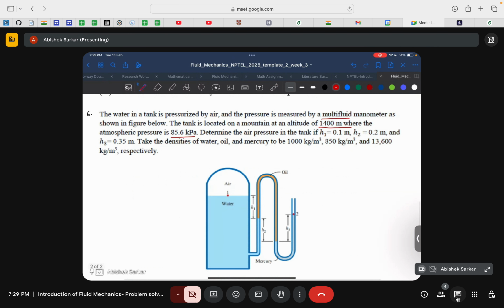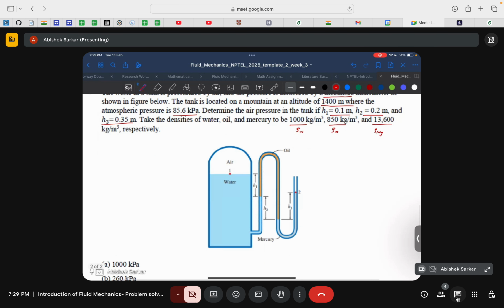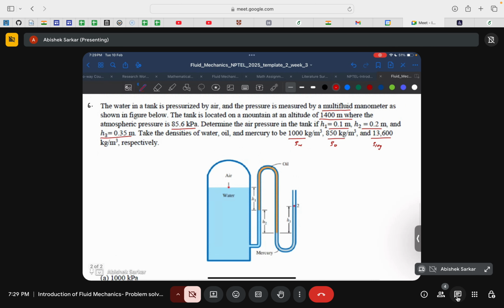I hope the diagram is clear now. So H1 is 0.1 meter, H2 is 0.2 meter, and H3 is 0.35 meter. Take the densities of water, oil, and mercury to be: water's density is 1000 kg per meter cube, oil's density is 850 kg per meter cube, and mercury's density is 13600 kg per meter cube. Okay, so we need to find the pressure difference between point A and point B.